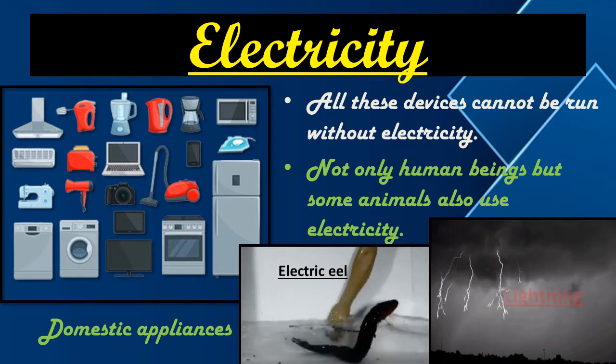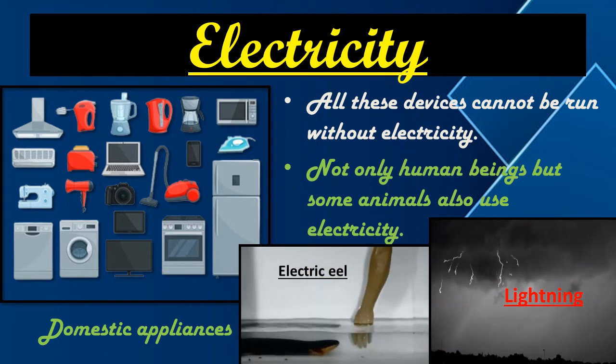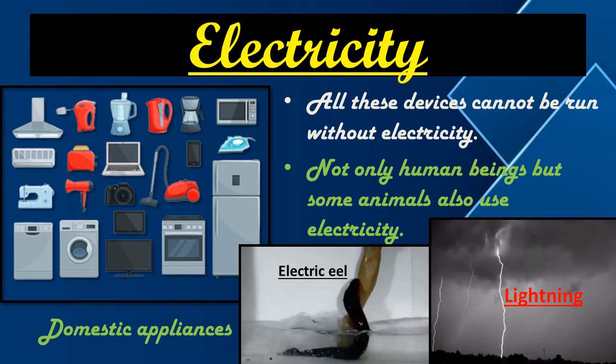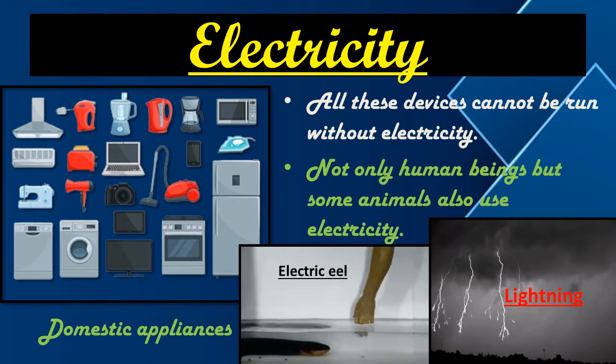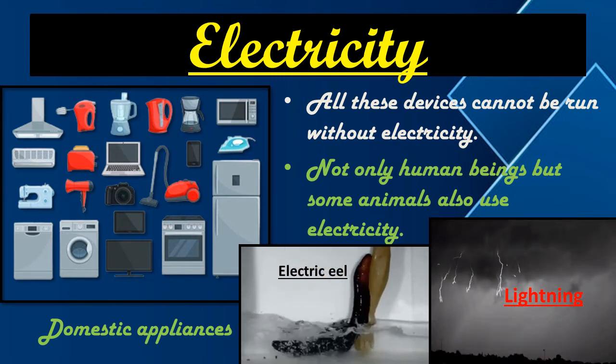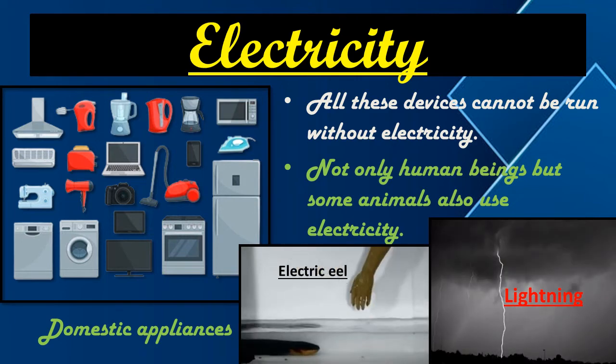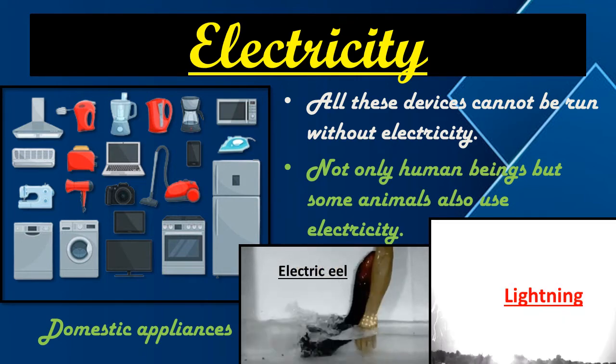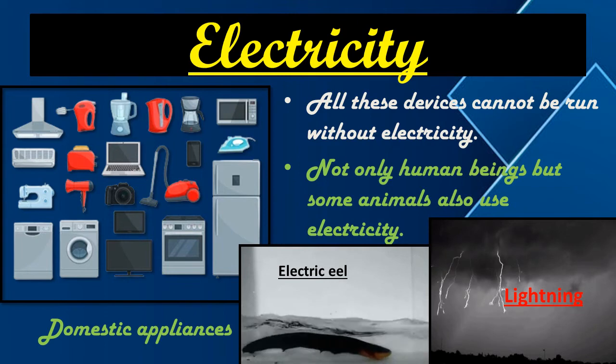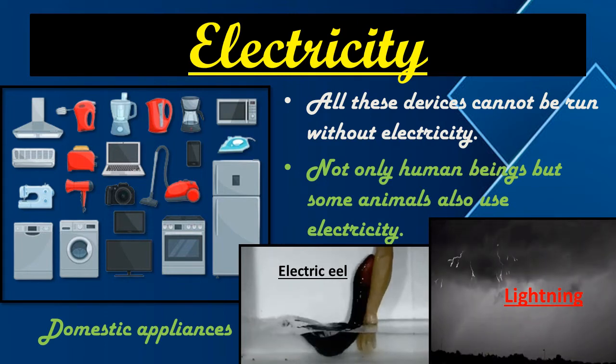And the lightning. Since the rainy season is going on, you must have observed lightning. The lightning that strikes the earth is an excellent example of natural flow of electricity. So lightning is a natural way by which the earth gets electricity.